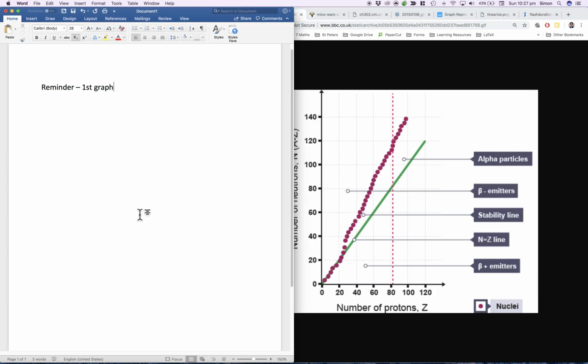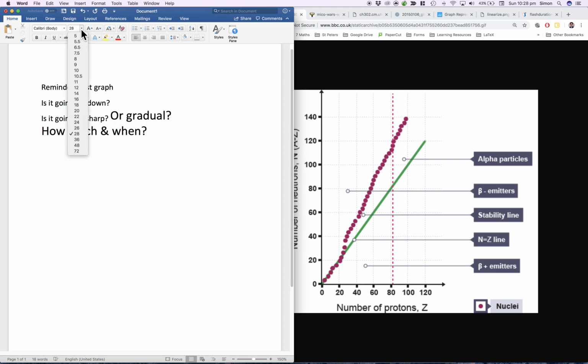Okay, so let's go back to our first one here. Let's do a written example here. So the main things is describe, is it going up or down? Is it going up sharp or gradual? And how much? All right, so these are the things that I'm keeping in mind when I type out.